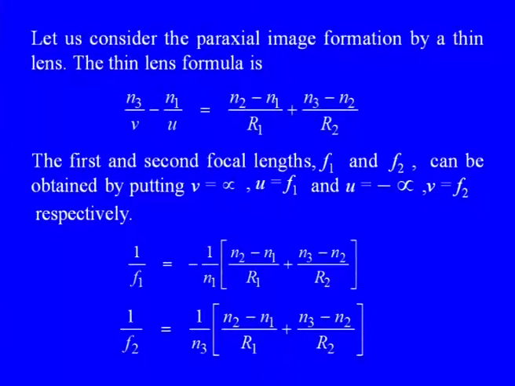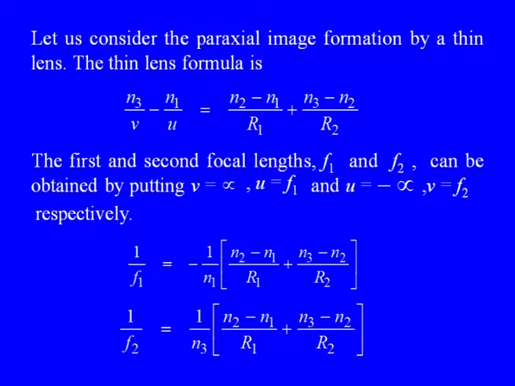n1 is for the medium on the left of the lens, n2 is for the material of the lens, and n3 is for the medium on the right of the lens. Now, the first and the second focal lengths f1 and f2 can be obtained from this expression by putting v equal to infinity and u becomes equal to f1, or u equal to minus infinity and v equal to f2 respectively.